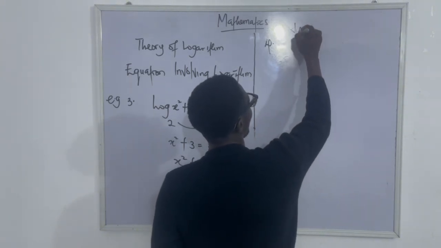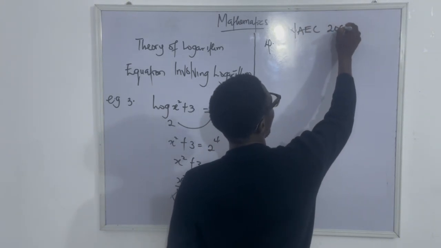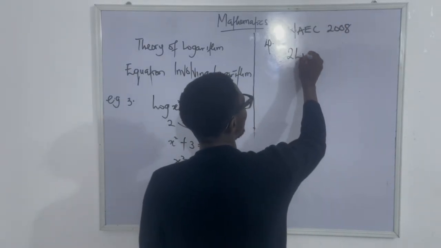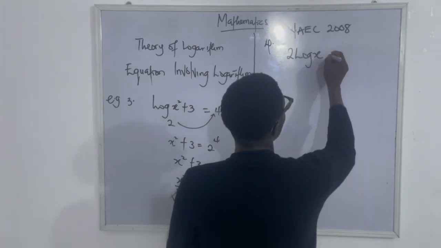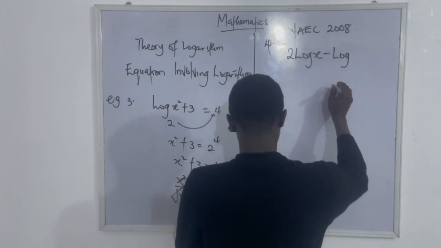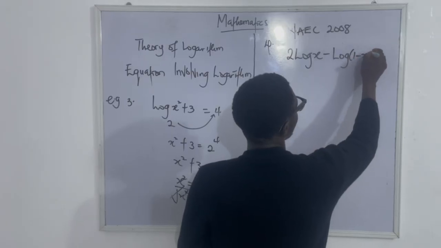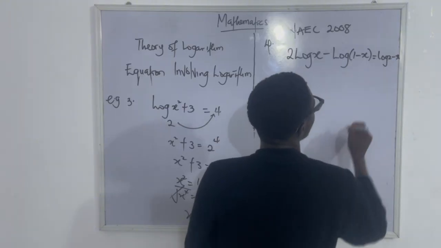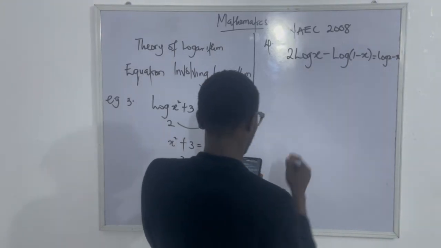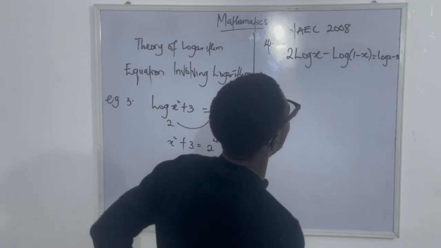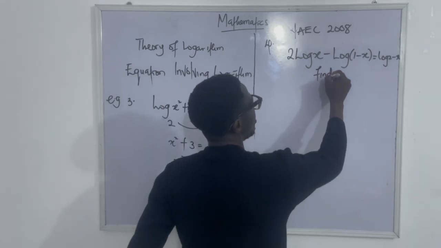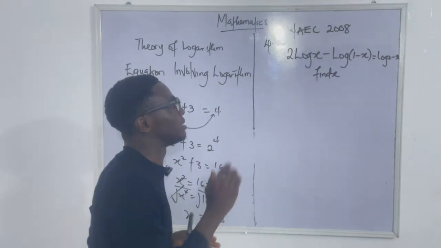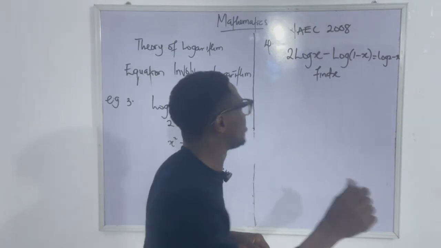WAEC question 2008, and it goes thus: 2 log x minus log 1 minus x equals to log 2 minus x. Are we together? Equals to log 2 minus x. Now, the question tells us to what? To find x. Now, simply, we are going to take it bit by bit.